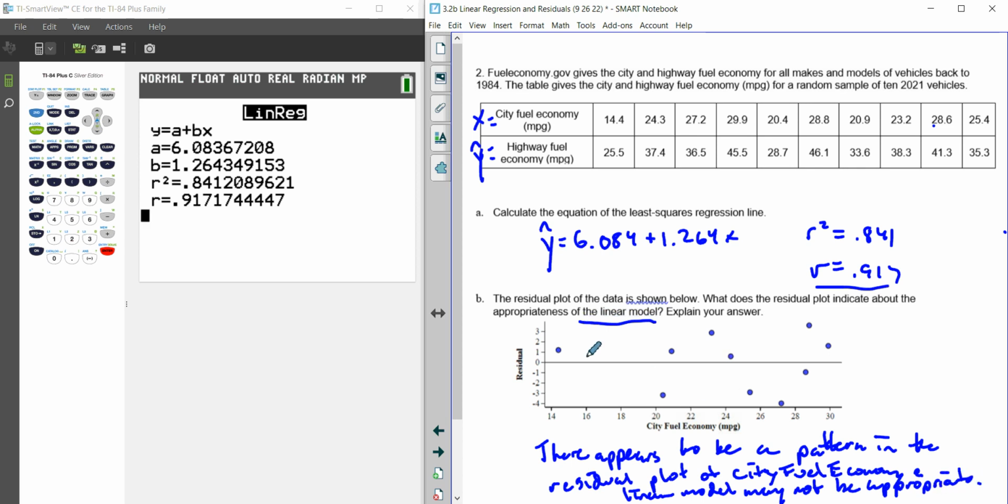That's what we're looking for, because it goes up and down. If I graph it, it kind of looks like this. We have that one point right there, but it looks like a pretty good pattern. So that would be my indication. That's what we're looking for.